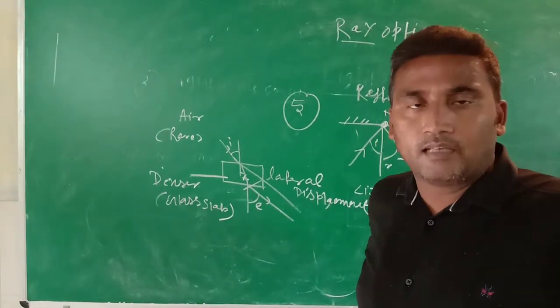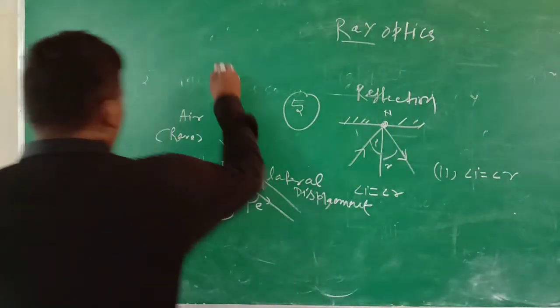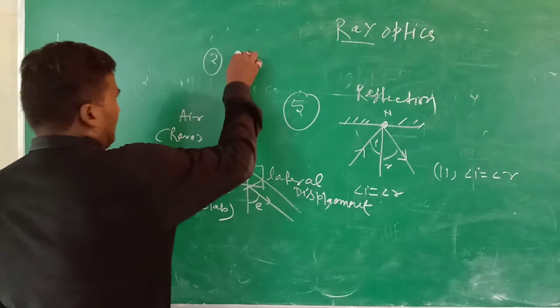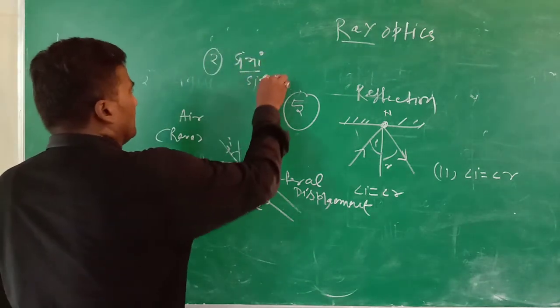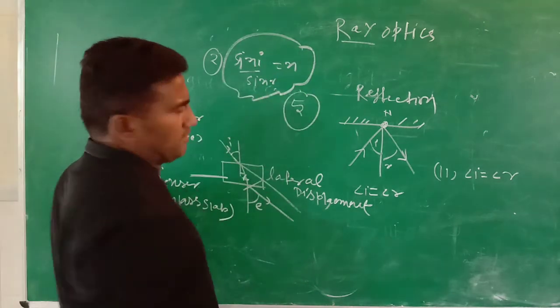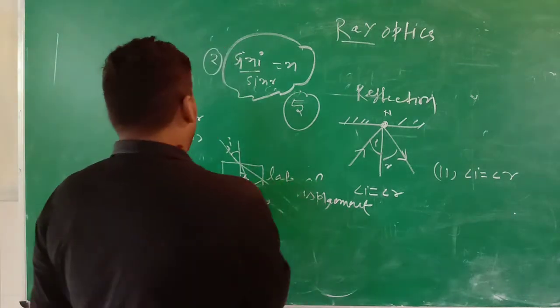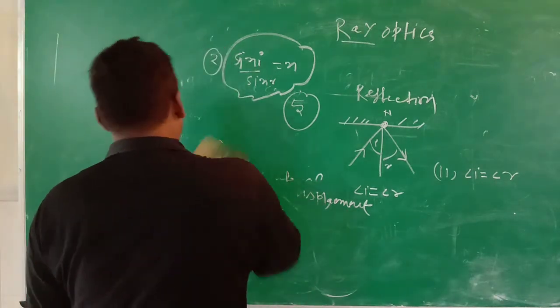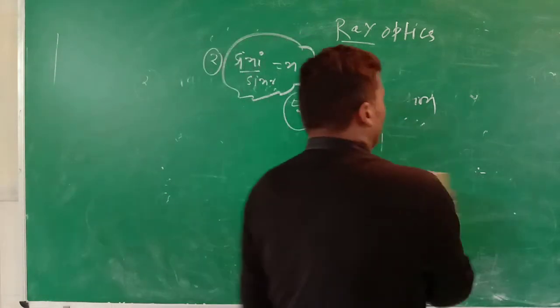The second law shows that the ratio of sin i, the incident angle, and sin r, the refracted angle, will remain constant. It is also known as the refractive index. And what is the refractive index? It is generally the ratio of the speed of light between two media.